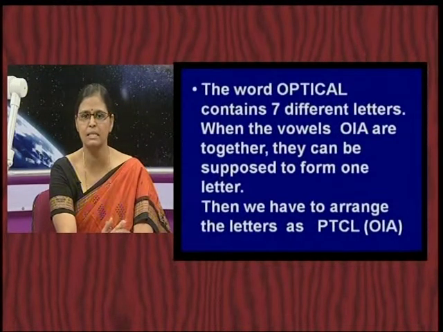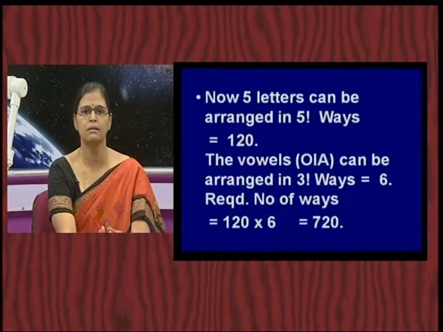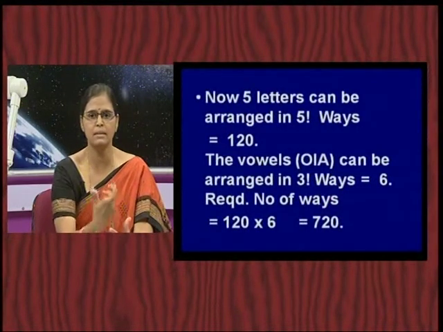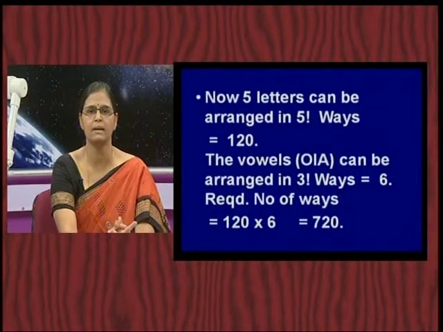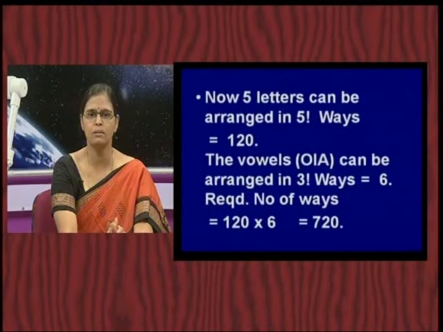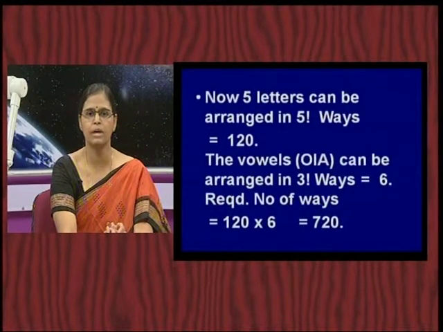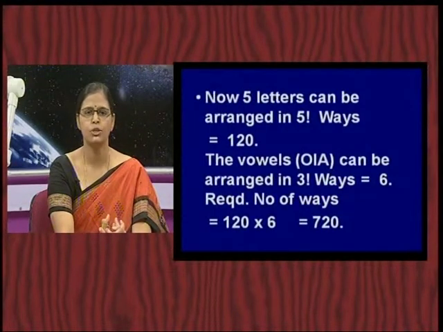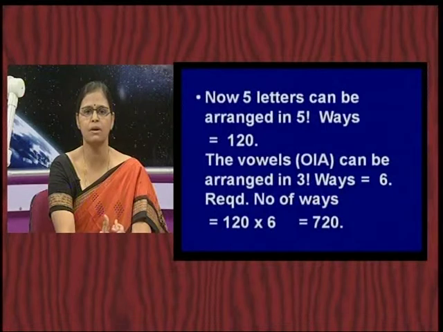So, I hope you got the answer by now. What is the answer? 5 letters can be arranged in 5 factorial ways, that is 120. Now, look at the set of 3 you have made, O, I, A. These 3 can be arranged among themselves in 3 factorial ways, that is 6. Therefore, what is the required number of arrangements? 120 into 6, which is 720. Should you get a doubt, is it 120 into 6 or 120 plus 6?